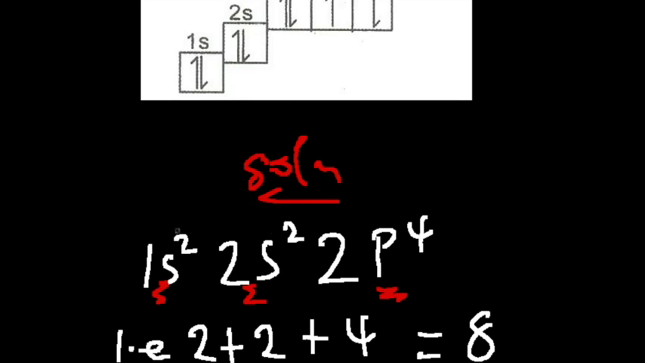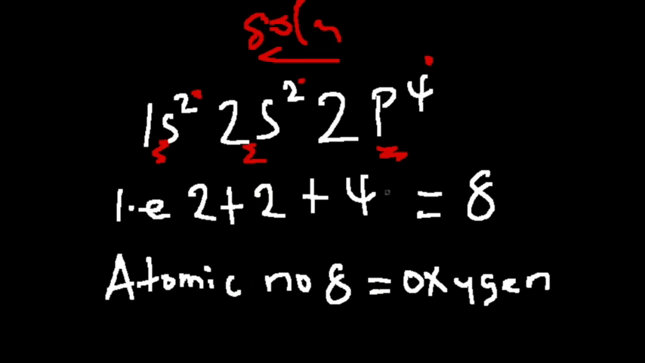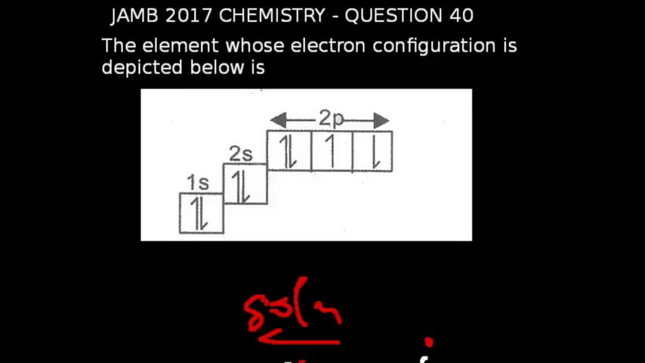And so if we add the powers all together, 2, 2, and 4, we're going to have 2 plus 2 plus 4, and that is 8. So the question now is, which of the elements in the periodic table has atomic number 8? And the answer is oxygen. And so, in this diagram, the electron configuration depicted below is that of oxygen.